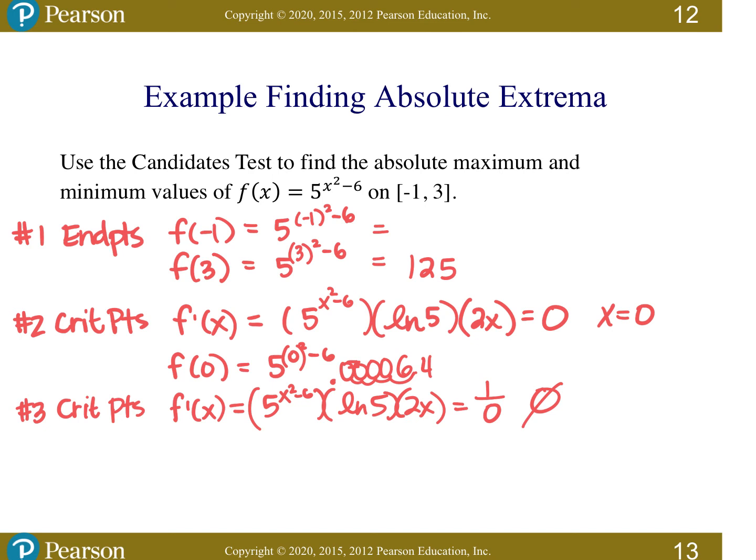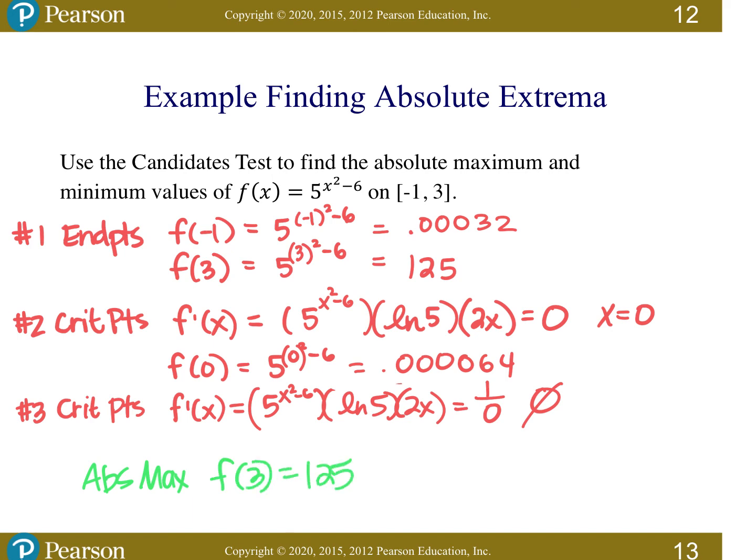Christine, mine is 0.00032. Okay, and Jesse's was 0.00064. So Jesse and Christine both have very, very small numbers, but let's declare between the two of them which one is the absolute min. The max is easy, the max is f of 3, which is 125. Who's lower, Christine or Jesse? Jesse is smaller because he's got more decimals.